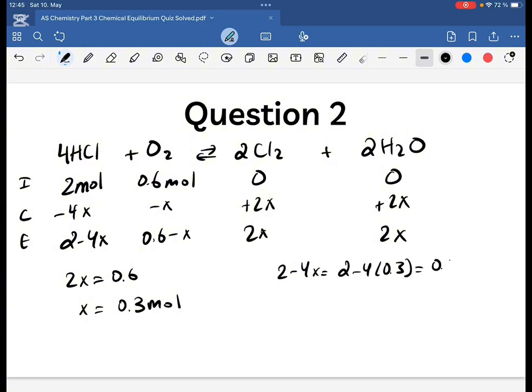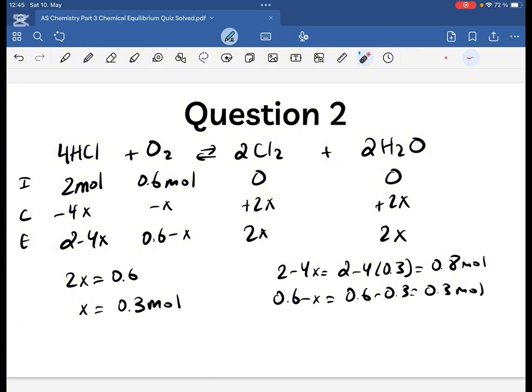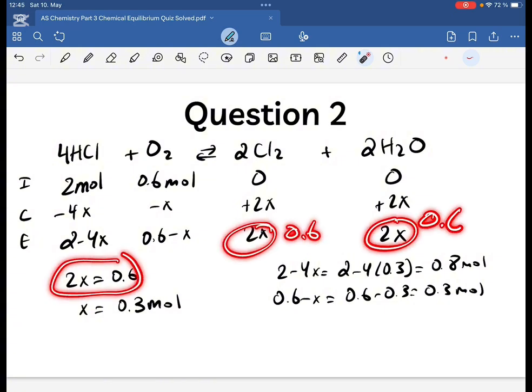And it's going to be 0.8 moles for this one. So here we're going to have 0.8 moles. Now for the O2, it's 0.6 minus x, so it's actually equal to 0.6 minus 0.3, it's 0.3 moles. For the Cl2 and the H2O, they're both going to be equal to 0.6.